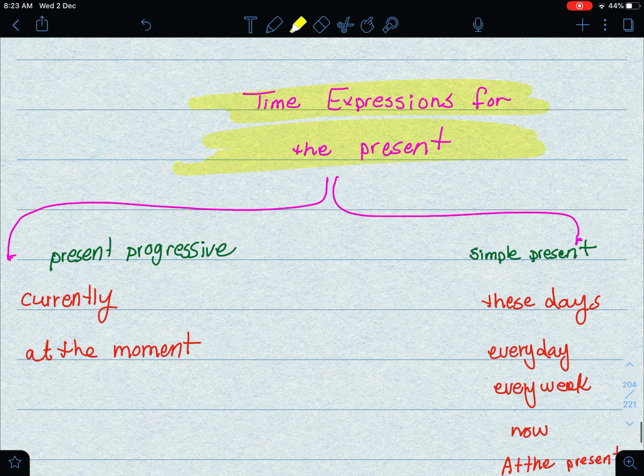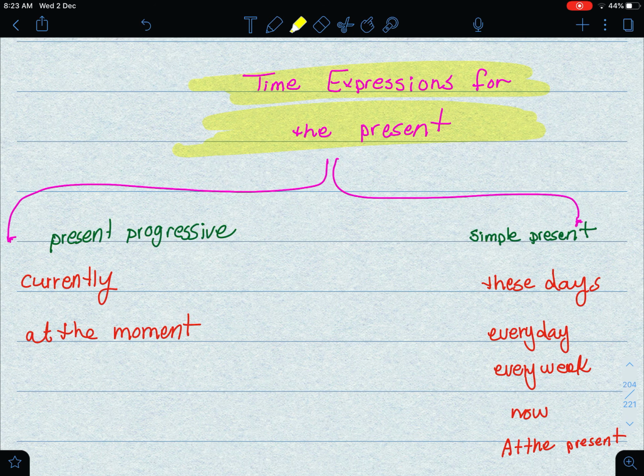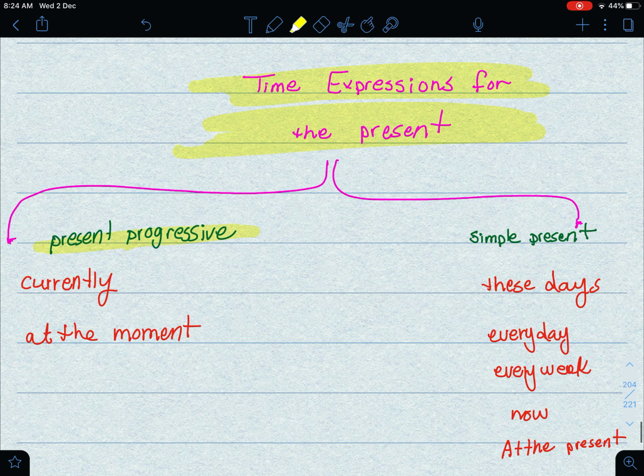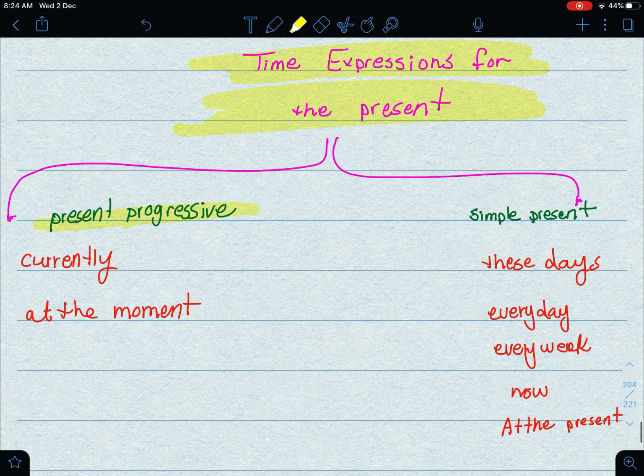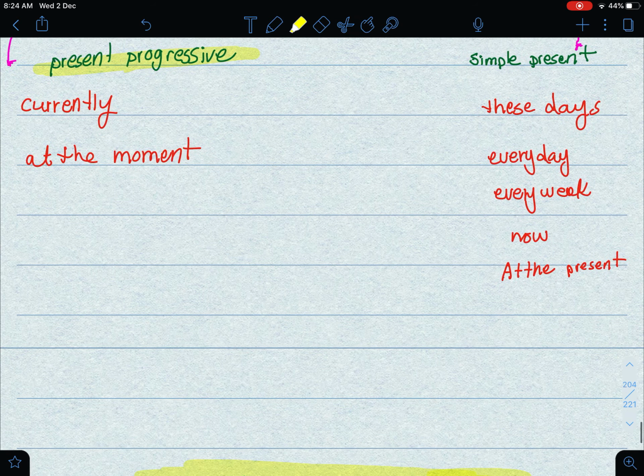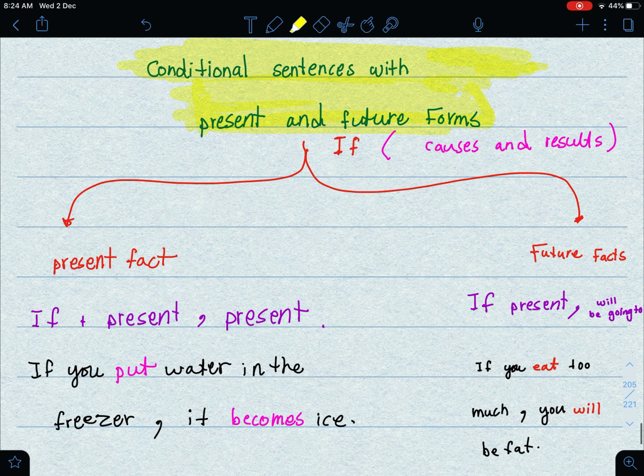Now, as for the time expressions for the present progressive, اللي هو المضارع المستمر, we can say currently, الآن, at the moment. As for the simple present, we can say these days, every day, every week, nowadays, or at the present. برضو now ممكن تستخدم مع present progressive. At the present, في الوقت الحاضر.